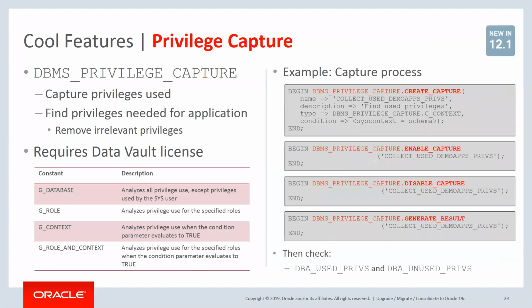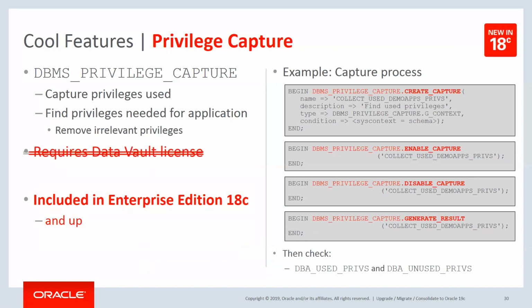Privilege capture is another feature introduced in 12.1, where you can actually see which privileges a user is actually using. So if you think people have too much access to a system, you can enable this. It used to be that you needed a Data Vault license to do this, but the nice thing is that privilege capture is now enabled in database 18C. So it's very easy, you can see who is using which privilege or who is misusing which privilege, and the other side as well: which privileges have been granted to somebody and are not being used by the application underneath, so you can remove them.